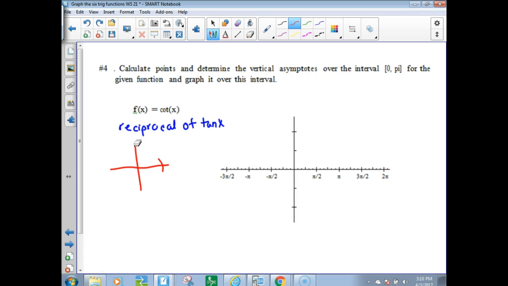Remember these points on the unit circle. Put these on there again: 1, 0; 0, 1; negative 1, 0; and 0, negative 1. The cotangent is x over y. Tangent was y over x. So x over y, the cotangent's undefined at 0. 1 divided by 0 is undefined. So there's an asymptote here. And then there's going to be an asymptote at pi, because x over y, again, would be undefined there.